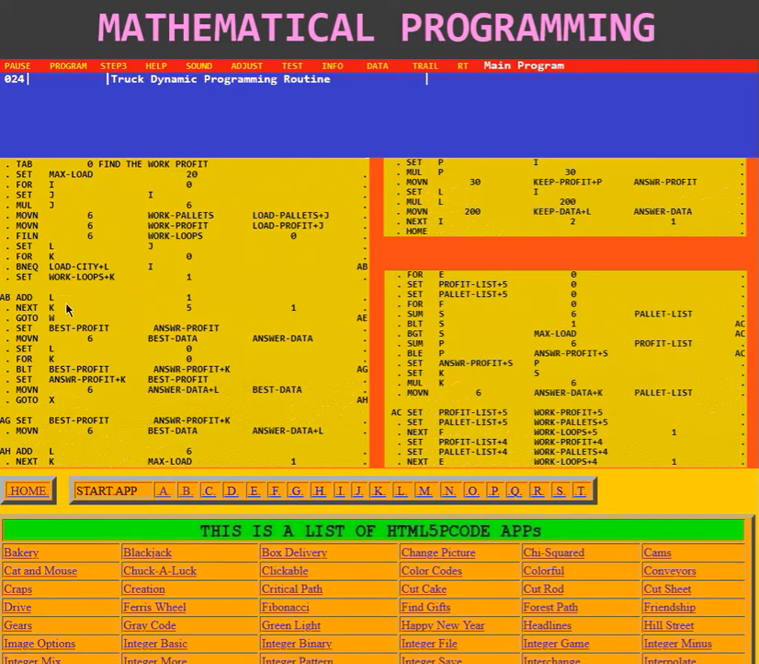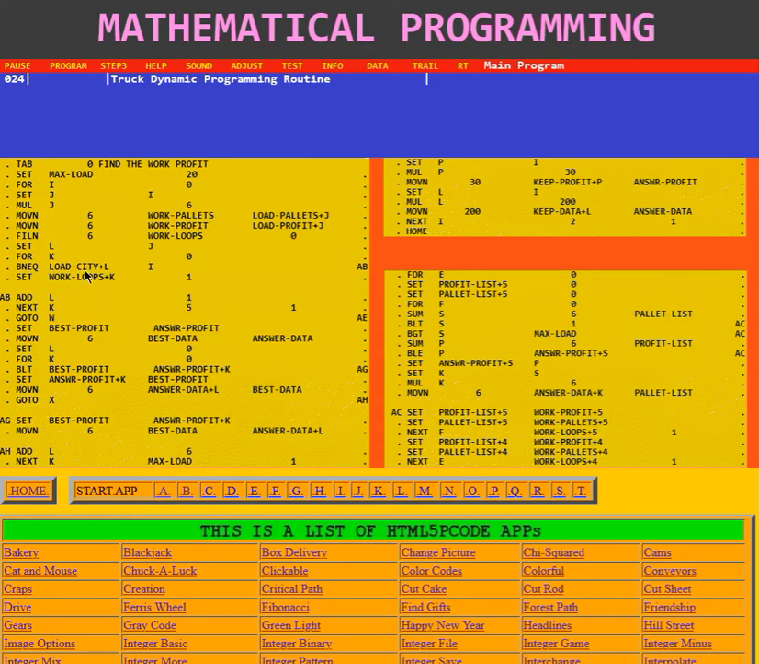Now it's going to go around a loop here, and sometimes it's going to set work loops to 1. Let's see what it does. It sets L to J. That's this offset for 6 we have up here. And then it says for K of 0, next K5. Well, that's 6 times it's going to go around from offset 0 to 5.